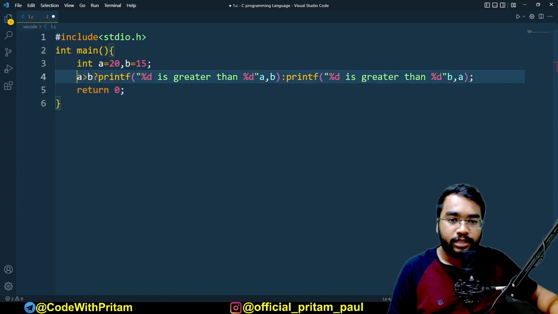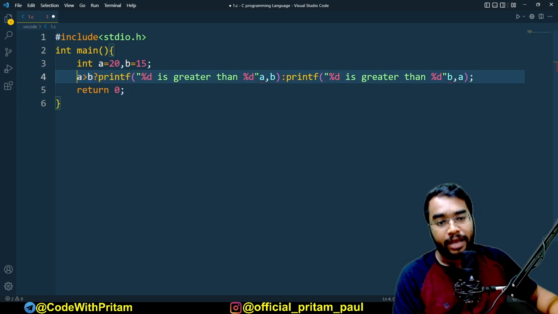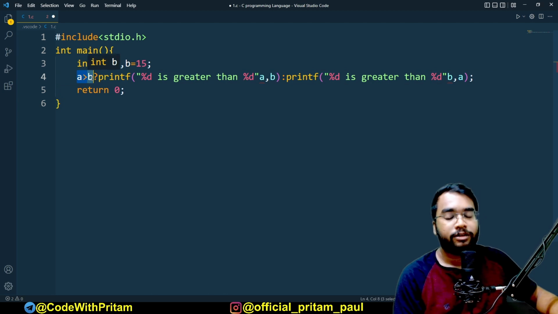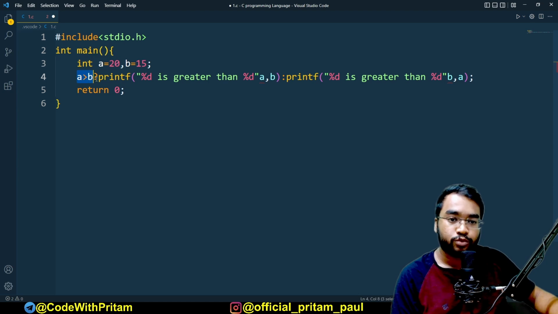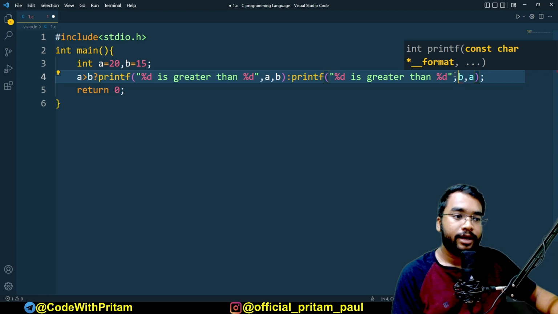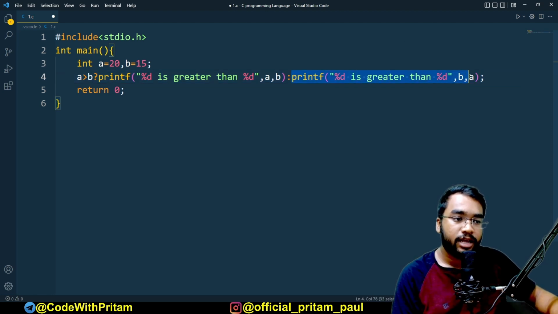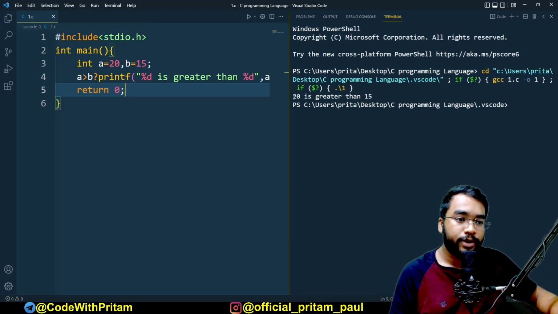Here a greater than b is a conditional statement. It's a relational statement, isn't it? As the relational operator is used here, that's why it is a relational statement, by the way. So if the expression a greater than b is true, then a is greater than b would be printed out, and if it is not true, then obviously b greater than a would be printed out. So let's check. Obviously 20 is greater than 15 has been printed out, isn't it?